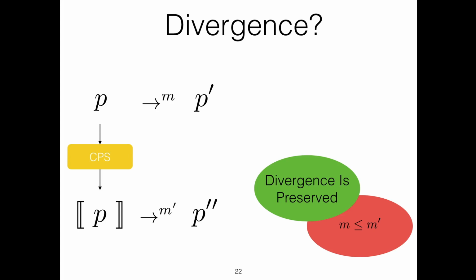But we still need to show divergence preservation. And for this, we need to reason about the number of steps that programs take. In particular, if the source takes n steps, it suffices to show that the target term can take m prime steps for some m prime that is larger than n. Because then, if the source program can take infinitely many steps, then so can the target.